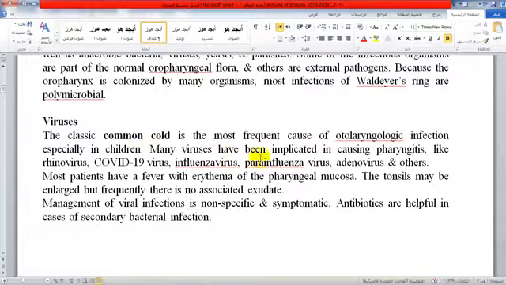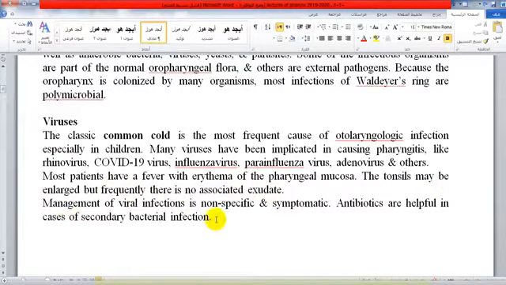Many viruses have been implicated in causing pharyngitis, like rhinovirus, COVID-19 virus, a novel virus. As you know, today we are facing this big problem. Influenza virus, parainfluenza virus, adenovirus, and many other viruses. Most patients have a fever with erythema of the pharyngeal mucosa. The tonsils are enlarged, but frequently there is no associated exudate.